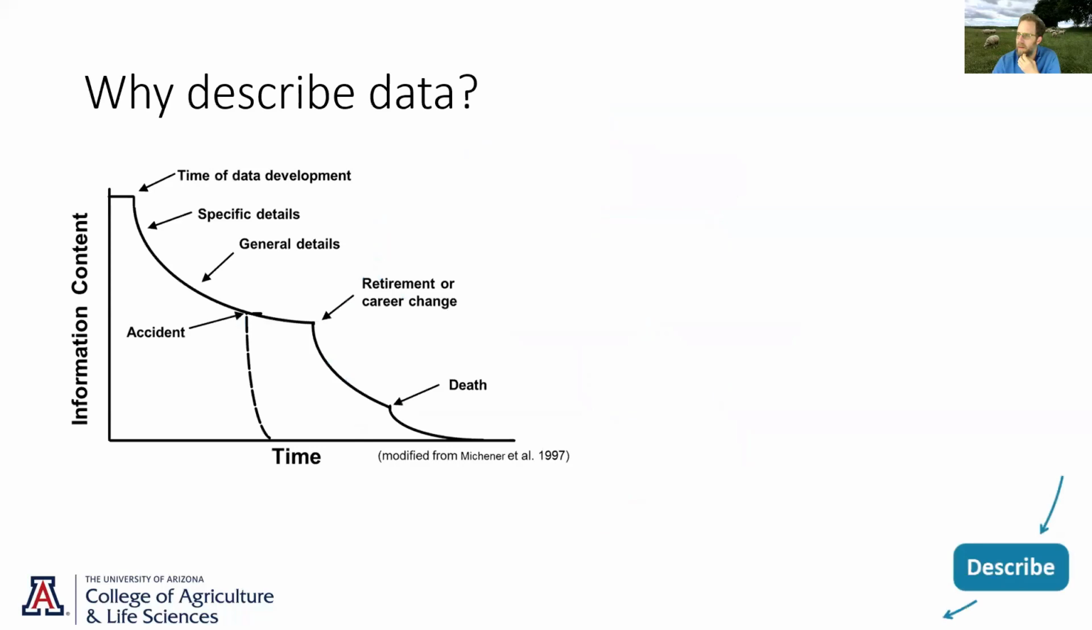And so this is a nice figure that shows the timeline of information content of the data. At the time you're collecting the data, you know everything. But if you don't write it down, you start to lose specific details, maybe general details later. Finally, you just have this big table of numbers and a few names, and you're not really sure what happened. This is a problem in science, in that the information that's collected with a lot of effort becomes less and less useful with time if it's not adequately described.